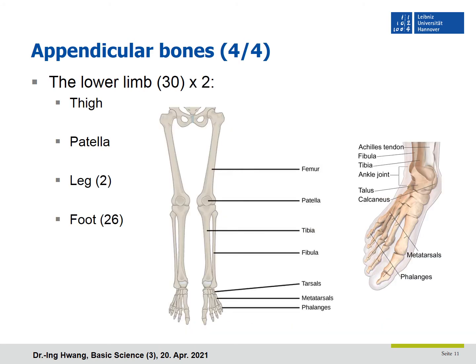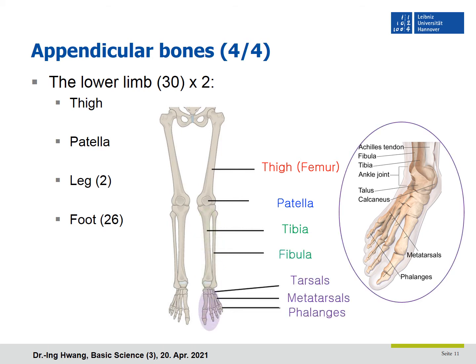So now, here we have the lower limbs, which consist of 30 bones each. There is a thigh, also called the femur. There is a patella in front of the knee. The leg has 2 bones. The bigger one is the tibia, and the smaller one is the fibula. And finally, the foot has 26 bones. The foot is roughly divided into 3 parts from the backside: tarsals, metatarsals, and phalanges.